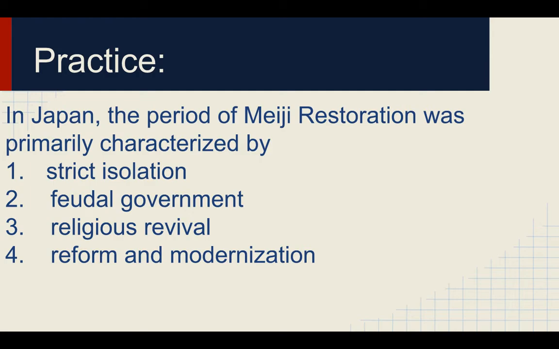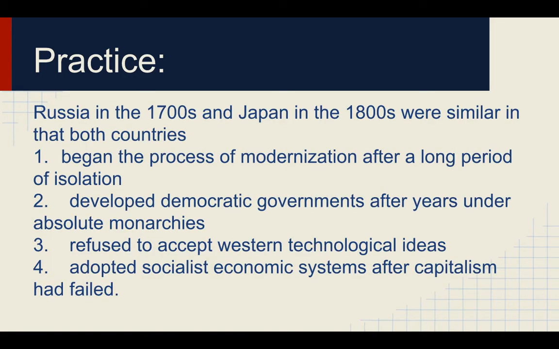In Japan, the period of the Meiji Restoration was primarily characterized by strict isolation, feudal government, religious revival, or reform and modernization. Reform and modernization. Remember, they'll take the Western technology, but they'll keep their Japanese thought. Russia in the 1700s and Japan in the 1800s were similar in that both countries began the process of modernization after a long period of isolation, developed democratic governments after years under absolute monarchies, refused to accept Western technological ideas, or adopted socialist economic systems after capitalism had failed.